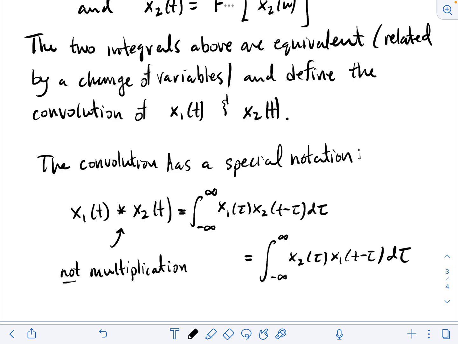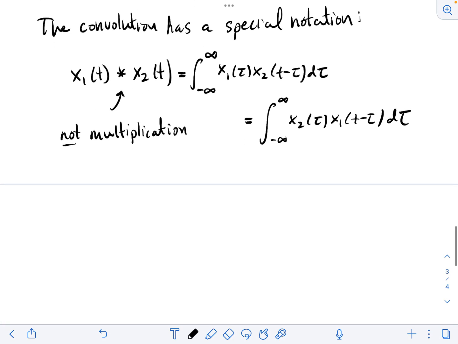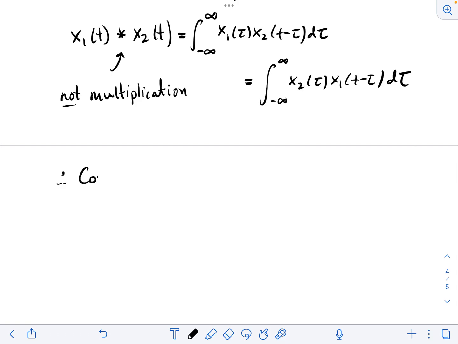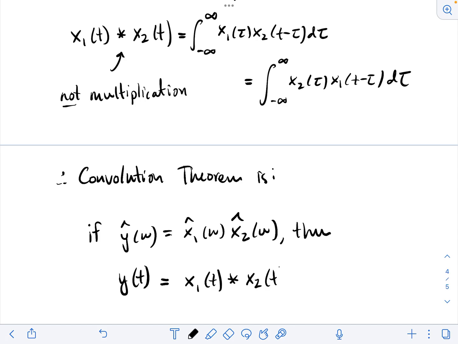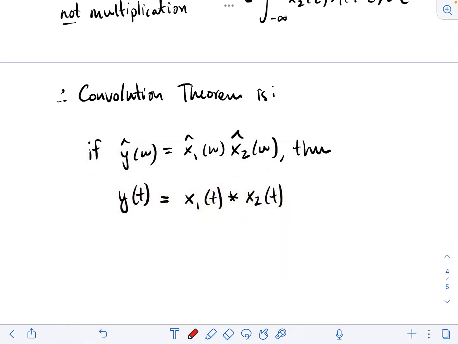Okay, and so if we summarize all of these results, the convolution theorem can be stated as follows. Theorem: if y hat of omega can be expressed as the product of two functions of omega, x1 hat and x2 hat, then y of t, which is the inverse Fourier transform of y hat of omega, is equal to the convolution of x1 and x2. And so this is the theorem that we're going to try to prove.